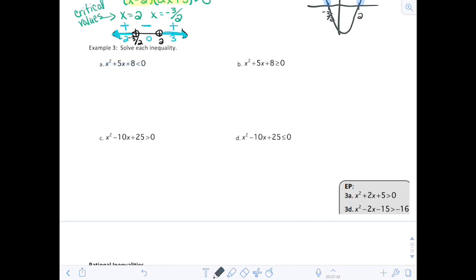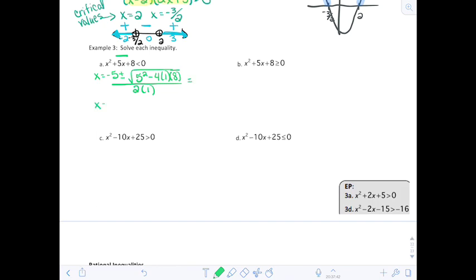Let's start with A. So I'm going to factor A. Actually, I'm not. There are no two things that multiply to give me 8 that add up to give me 5. So we still have to solve it. We still are looking for negative values. We want it less than 0. So we're going to use the quadratic formula. So x will equal a negative 5 plus or minus the square root of 5 squared minus 4 times 1 times 8 all over 2 times 1.